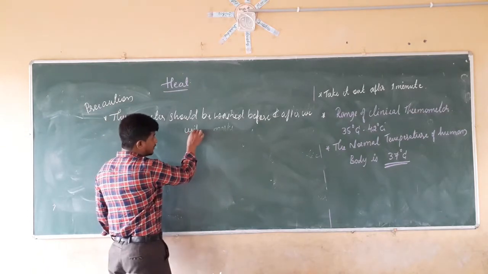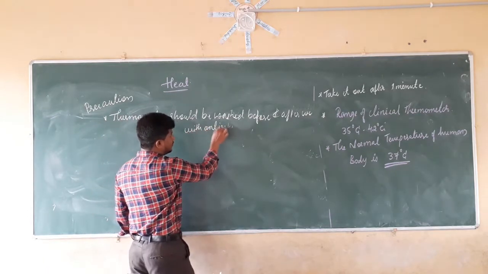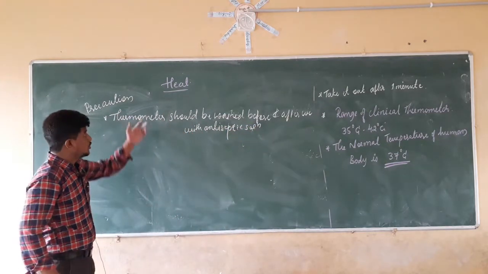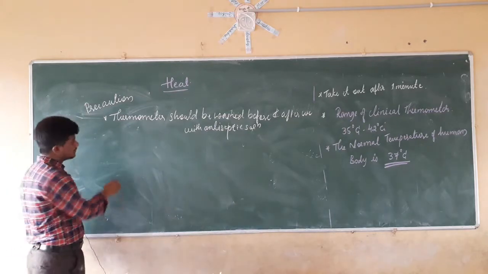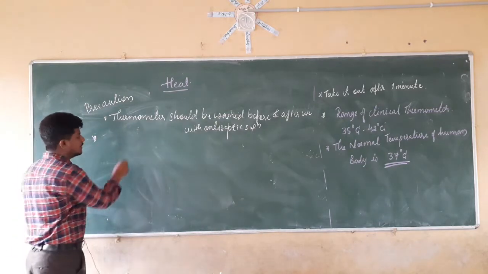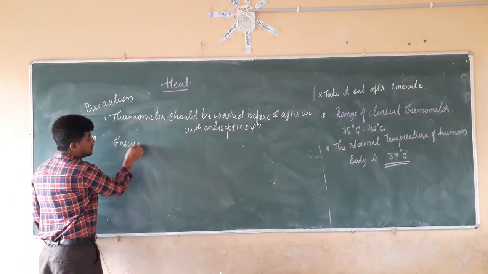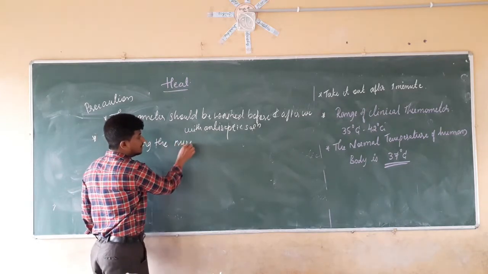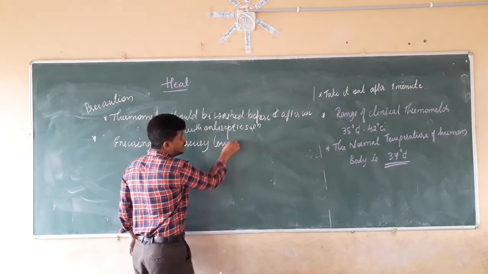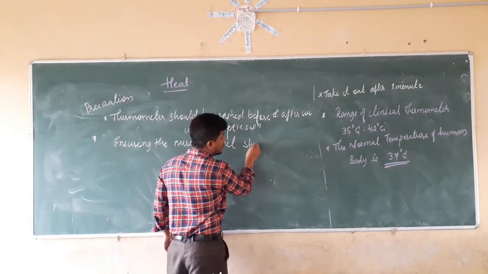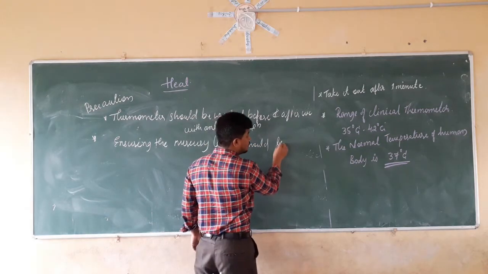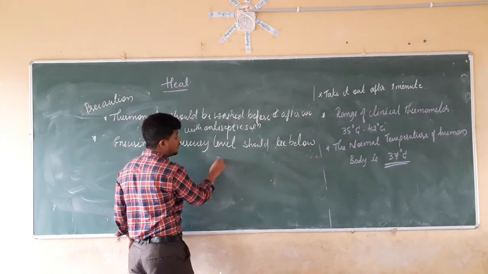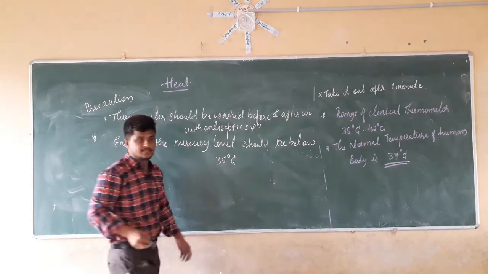It should be cleaned with antiseptic solution. The second precaution to use a clinical thermometer would be ensuring the mercury level should be below 35 degrees Celsius. It should be below 35 degrees Celsius.